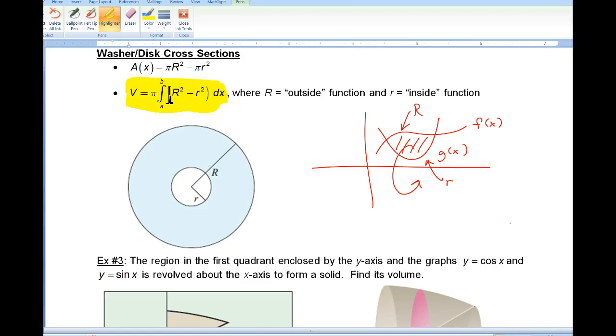The hardest part here is just figuring out which one's the outside one, which one's the inside, or the big R versus the little r. The big R is the one that's further away from the axis of rotation. See how big R is further away from the x-axis? This one's closer.